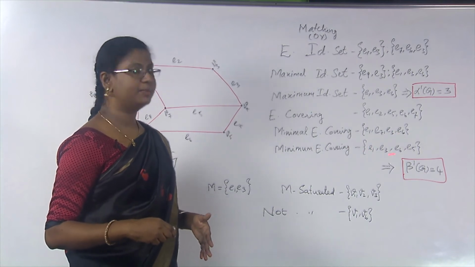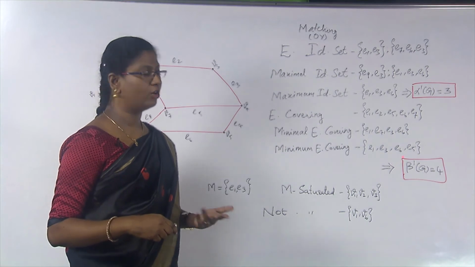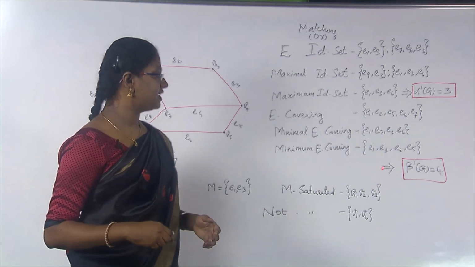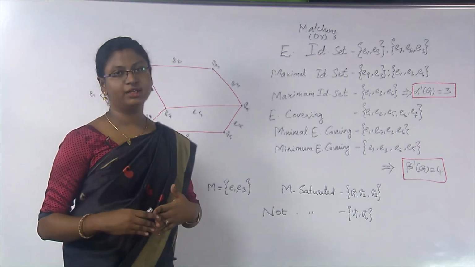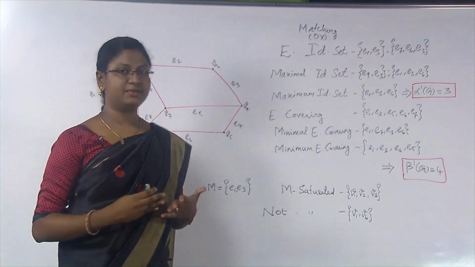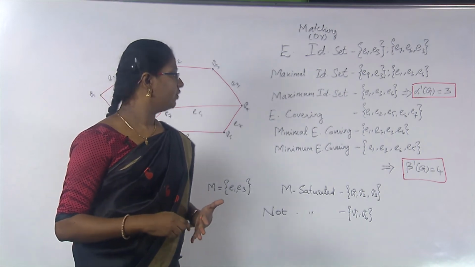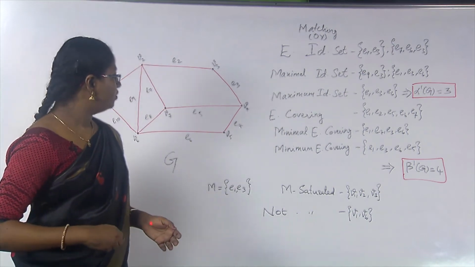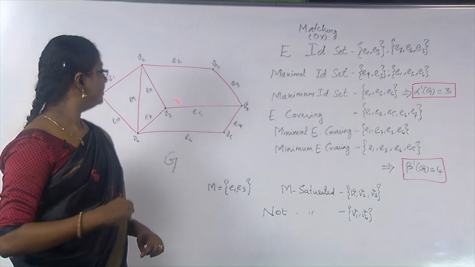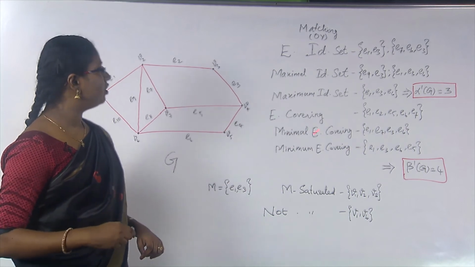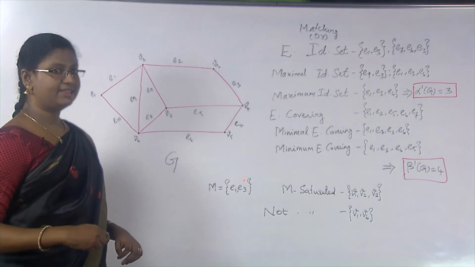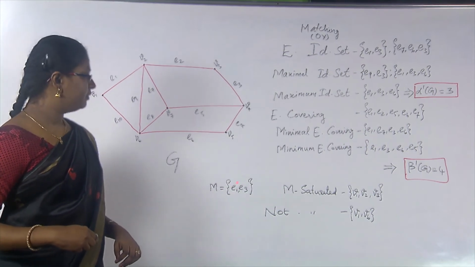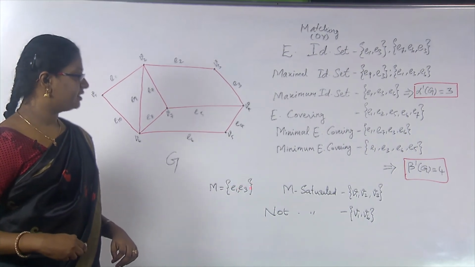We cannot find a proper subset of this set that covers all the vertices. So, here beta dashed of G is equal to 4. And now let's discuss the M-saturated set. So, we are going to denote the independent set of this graph, E1 and E3. We already discussed this here. So, I am going to call that set M, capital M. M is equal to the set containing E1 and E3.